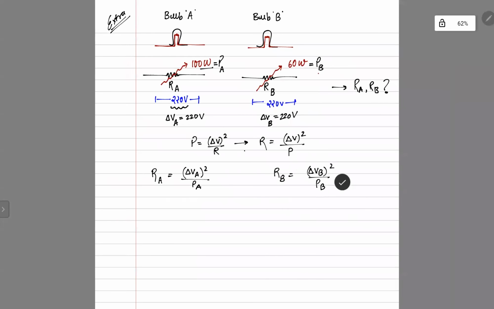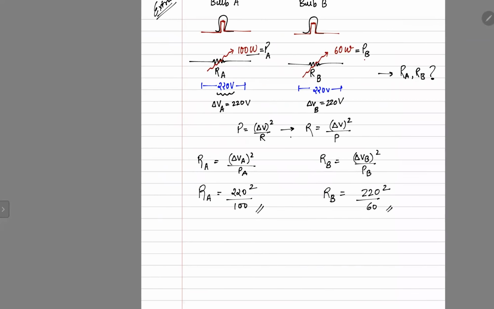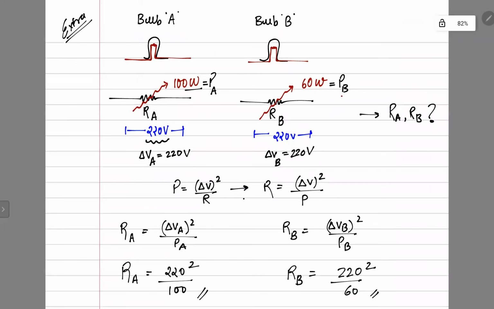So if you want to calculate the resistance RA, you will have the resistance RA as delta V, which is 220 square upon 100. You can write the resistance of RB as 220 square upon 60. This is how you can calculate the resistance, the unknown resistance जिसके बारे में तुम्हें नहीं पता था. Are we good with this? Are you able to understand this extra concept? How can you figure out?